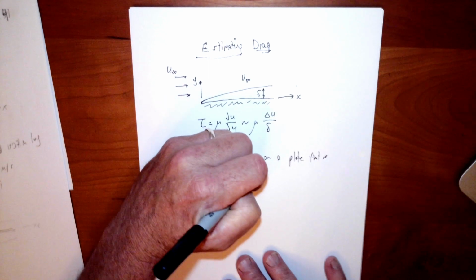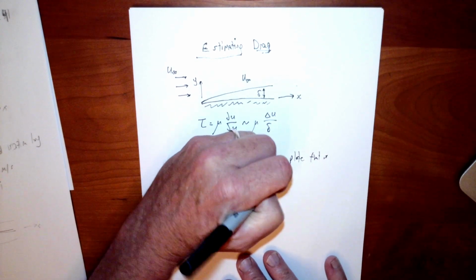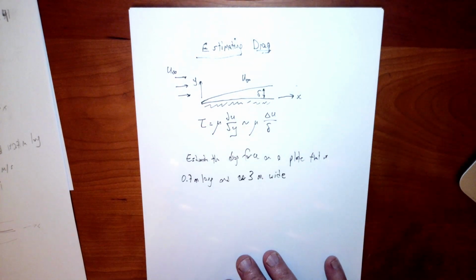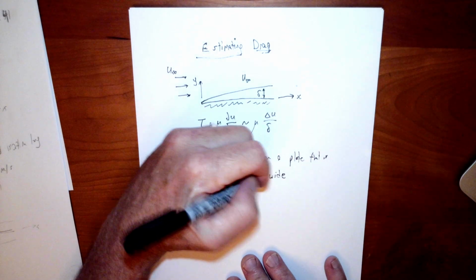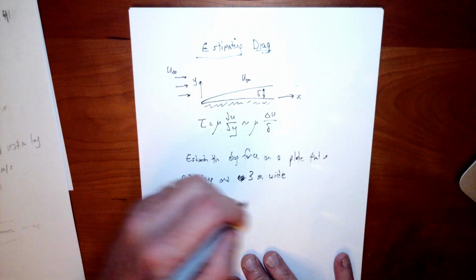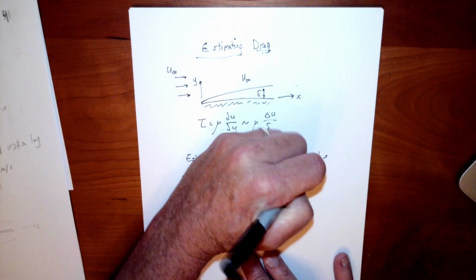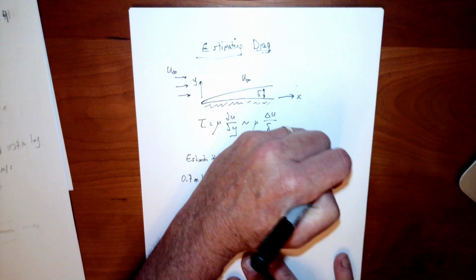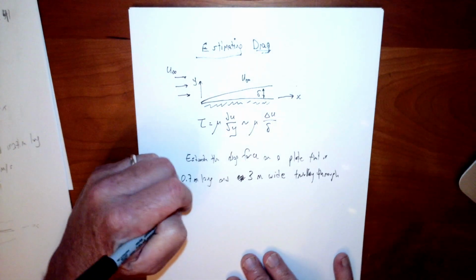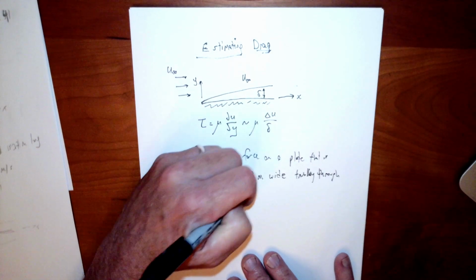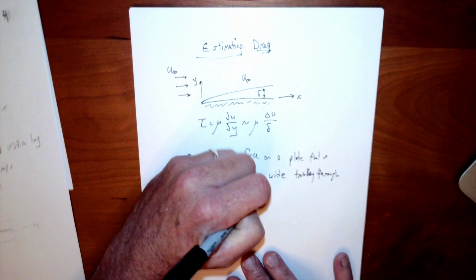3 meters wide, that's the direction in and out of the paper. So nothing much is happening in that direction. That just gives us a proper three-dimensional object. And let's say it's traveling through air at u infinity equals 1.2 meters per second.